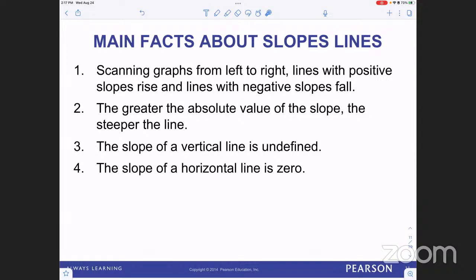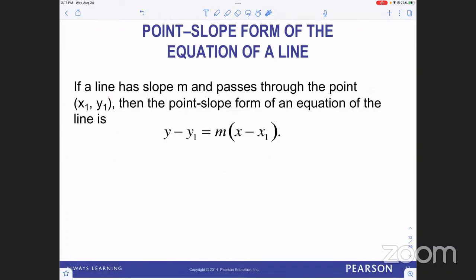Fantastic, that was awesome. All right, so these are some main facts about slopes of lines. When we scan from the left to the right, with a positive slope, the graph rises, and with a negative slope, the graph falls. But the main point there is you've got to trace it from the left to the right. The greater the absolute value of the slope, the steeper the line. The slope of a vertical line is undefined, and the slope of a horizontal line is 0, okay?